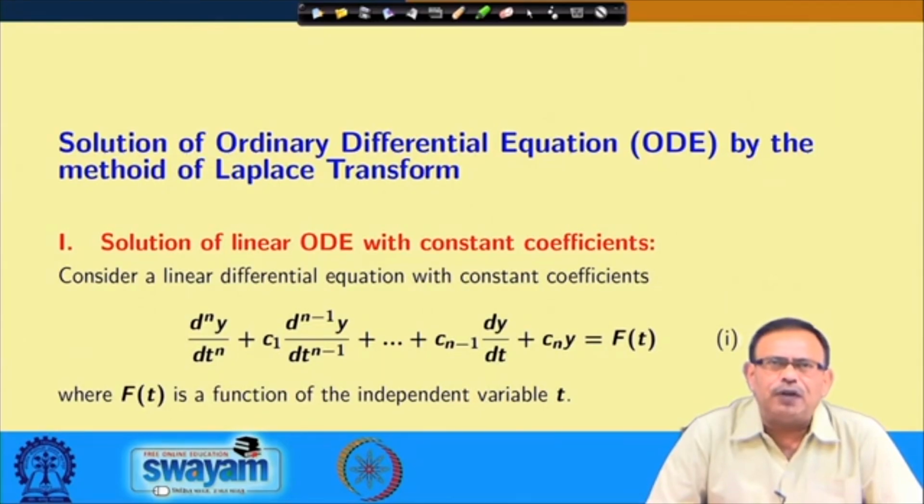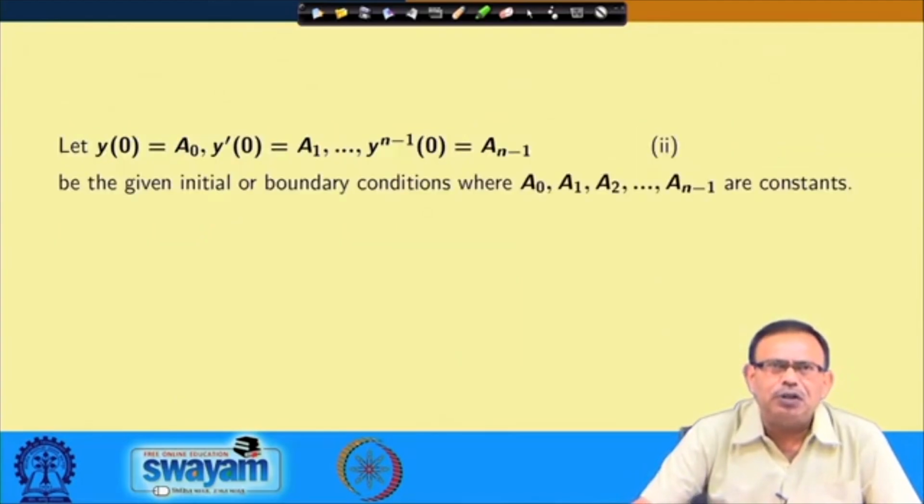So, this is a linear ordinary differential equation of the form d^n y/dt^n plus C1 d^(n-1) y/dt^(n-1), like this way, plus C(n-1) dy/dt plus Cn y equals f(t). Whenever you try to find the solution in the normal classical approach, we use the CF and the PI. We find CF, we find PI, and from there we try to find the arbitrary constants.